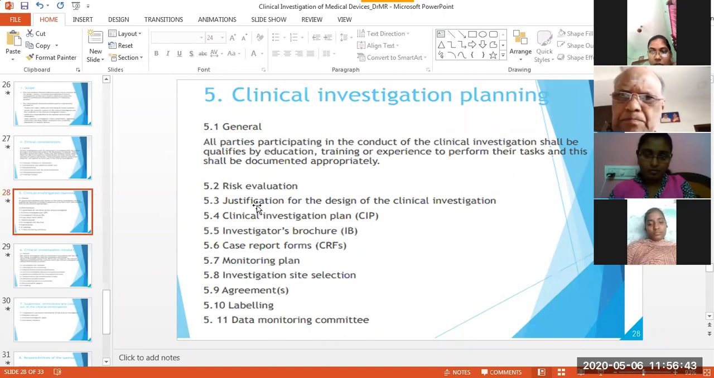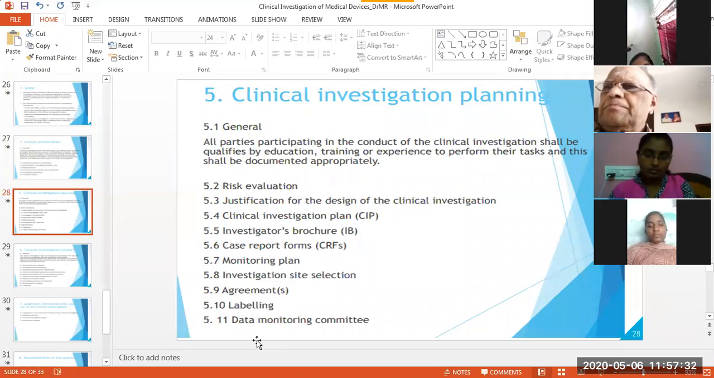That is, if you don't get proper clinical evaluation results, then you can go for the clinical investigation. And if it is a class 3 and also an implantable device and it is very new, then you can go for a clinical investigation. Such justifications you have to give under chapter 5.3. And 5.4 is the clinical investigation plan. Without a plan, it is impossible to conduct the procedure. So we have to design that clinical investigation plan according to the structure of ISO 14155. Then investigator's brochure, case report form, monitoring plan, investigator site selection, agreements, labeling, data monitoring committee. All these are the different parts of this clinical investigation plan. So we have to follow the structure of ISO 14155 for the clinical investigation plan.